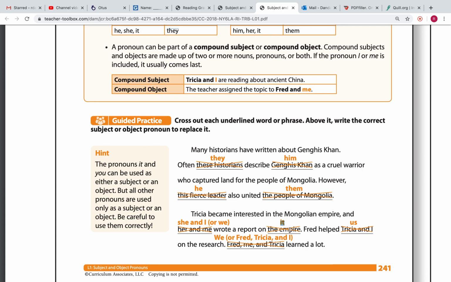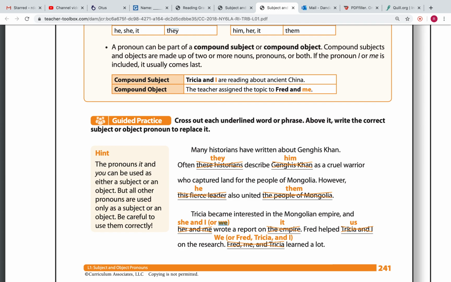Right? Now, if you just choose one of these, you can see that the sentence will be grammatically correct. If you take out the and I, if you read it as and she wrote a report on it, that sounds correct. If you take out the she and you just read it as and I wrote a report on it, that would make sense too. Also, instead of writing she and I, you could also write we, and we wrote a report on it.